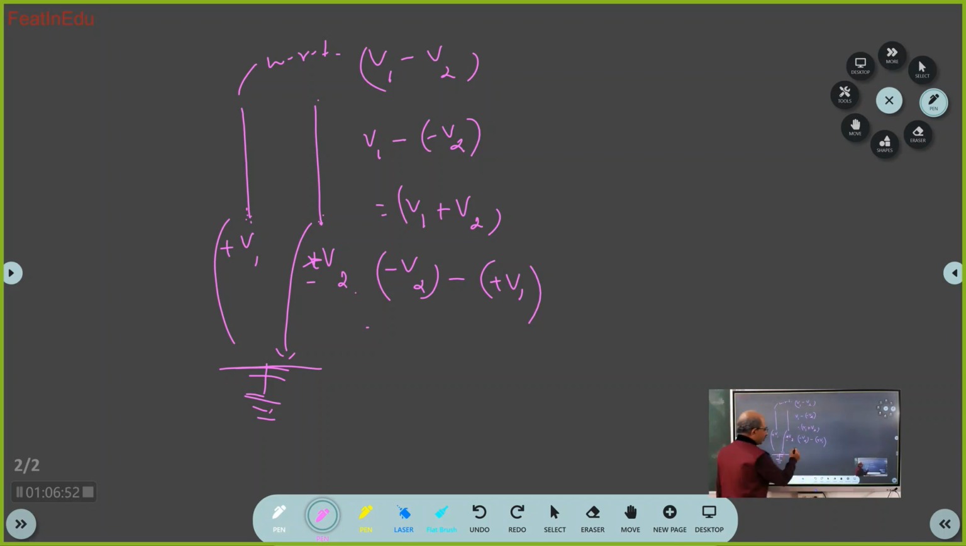Yes. This becomes what? Minus of V1 plus V2. The minus sign I have taken outside. Yes, sir. What happened in the battery? This is minus V1, this is plus V1. So the battery potential of this with respect to this will be plus 2V1. The potential of this with respect to this will become plus 2V.